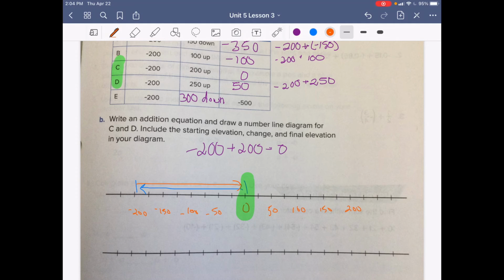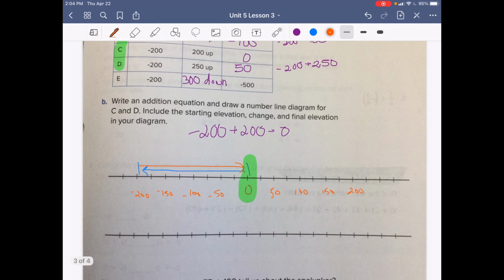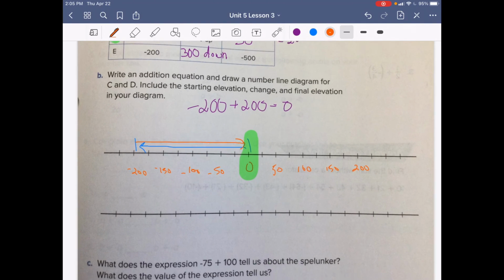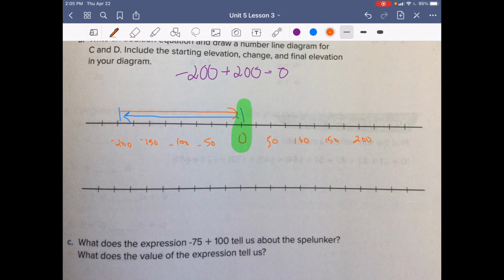Welcome back. Let's check out D and how you did. So D, we had negative 200, and we went 250 feet up. So again, I'm just going to number my number line. 0, 50, 100, 150, 200, negative 50, negative 100, negative 150, negative 200.